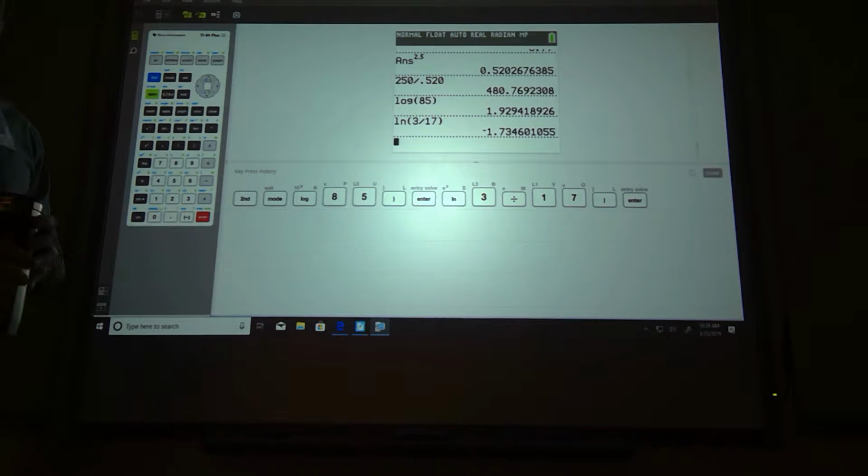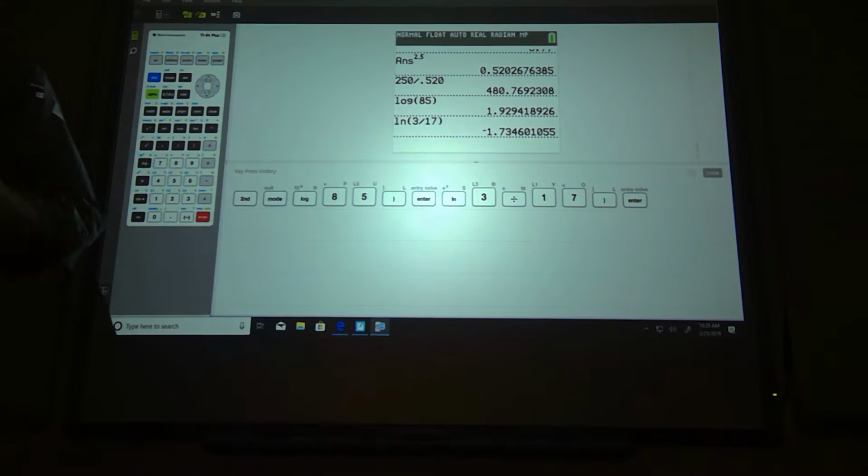Okay, how far would I take these out? Nearest thousandth, so we're taking out the three decimals. Okay.